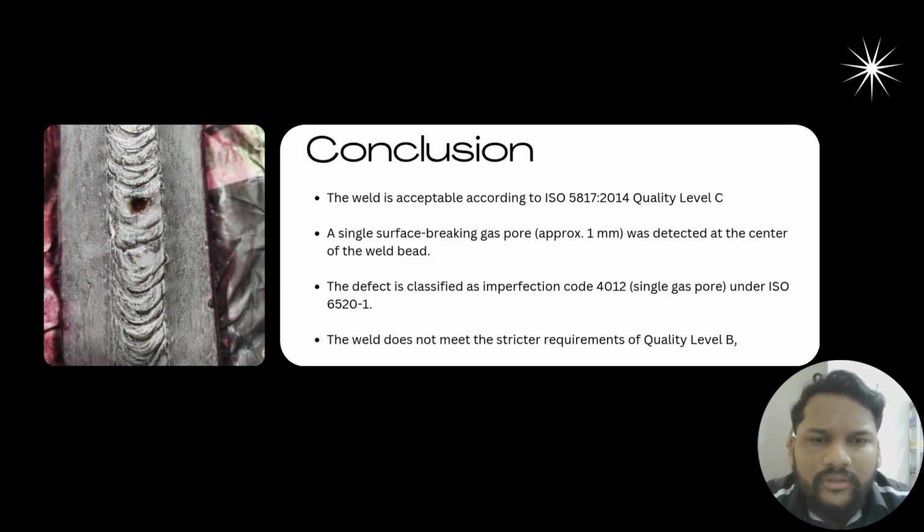Based on ISO 5817:2014, the defect falls within the acceptable limit for quality level C, making the weld acceptable for general, mechanical, and structural application. However, the weld will not meet the stricter criteria for quality level B, which are required in high integrity applications such as pressure vessels or aerospace structures.